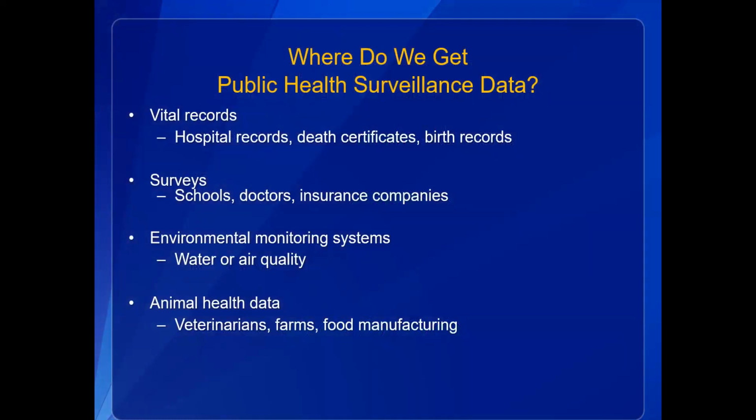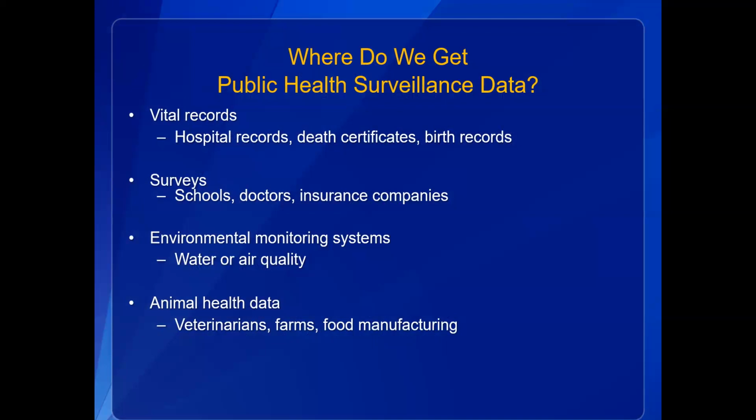Where do you get public health surveillance data? There are several sources where we can get public health surveillance data, depending on the disease or the health event which you want to survey, to have a surveillance system. You can get this information from vital records. These are hospital records, death certificates, and birth records. You can conduct surveys. Some of the surveillance things might need to be done by conducting research.